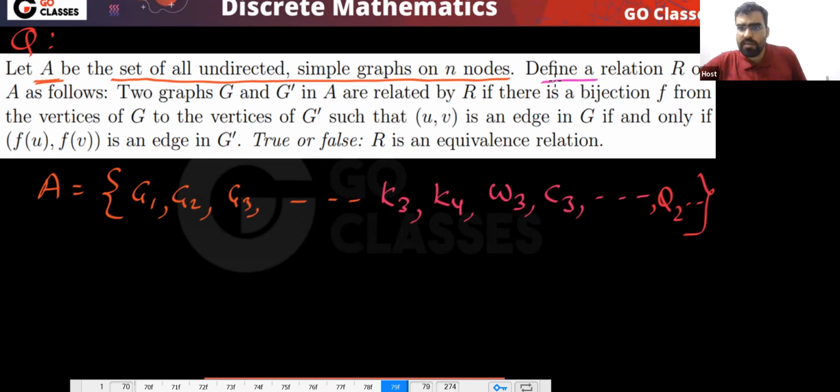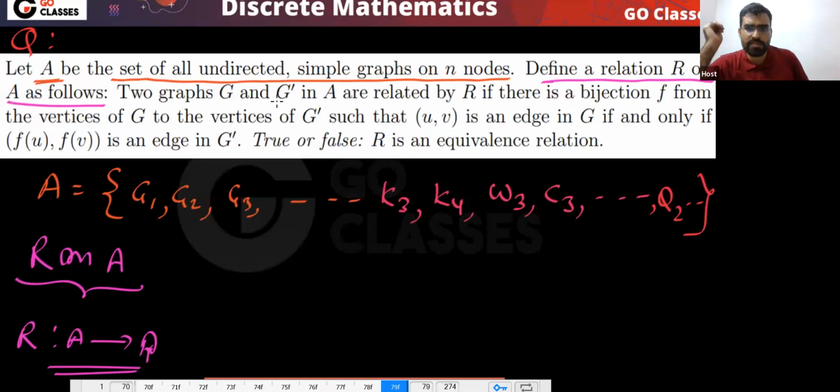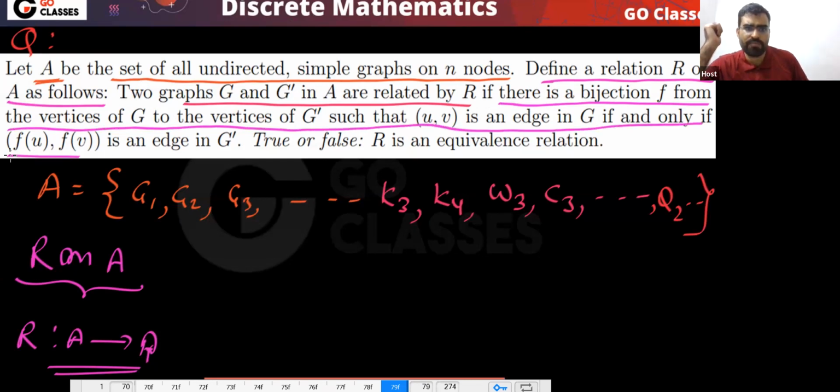Now, what is this saying? We are defining a relation on A. What does it mean? It means we are relating the elements of A to elements of A. Graphs are related to each other, and we are saying that two graphs are related to each other. Basically, this is the definition of isomorphism. There exists a bijection between the vertices such that UV is an edge if and only if f(U)f(V) is an edge in G dash. This is the definition of isomorphism.